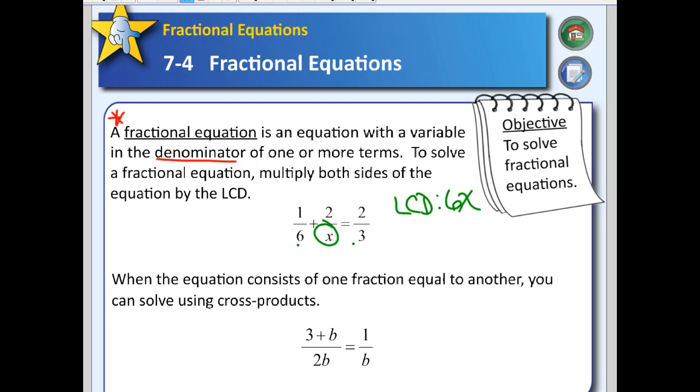Now, we're going to see that we have a little shortcut. It doesn't work all the time, but when it does, it's pretty nice. It says when an equation consists of one fraction equals another, we can solve using cross products. Hey guys, this is a fraction equals a fraction, and that's a proportion. As long as I have a fraction equals a fraction, then I can solve it like a proportion, and I can cross multiply. So now that we've got those little facts in our head, let's look at the problems and see what we can do with them.